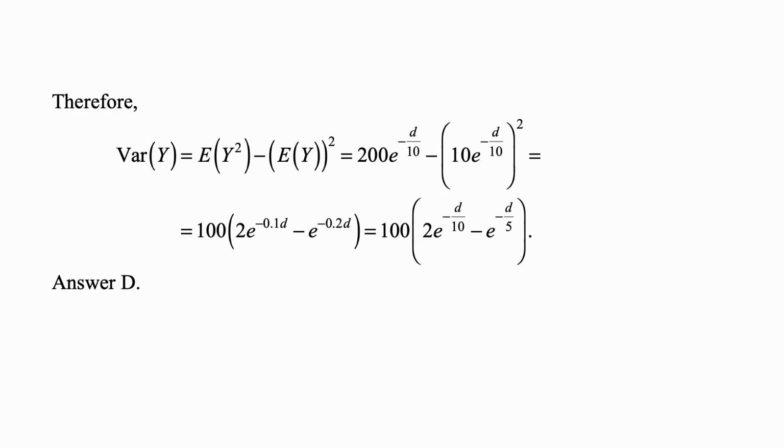And now we calculate the variance as the second moment, E of Y squared, minus the square of the first moment, which is E of Y, squared. So it's 200 e to the minus d over 10 minus 10 times e to the minus d over 10, the whole quantity squared. That's equal to 100 times 2 e to the minus 0.1 d minus e to the minus 0.2 d, or 100 times e to the minus d over 10 minus e to the minus d over 5. 0.2 is 1/5. And that's answer D.